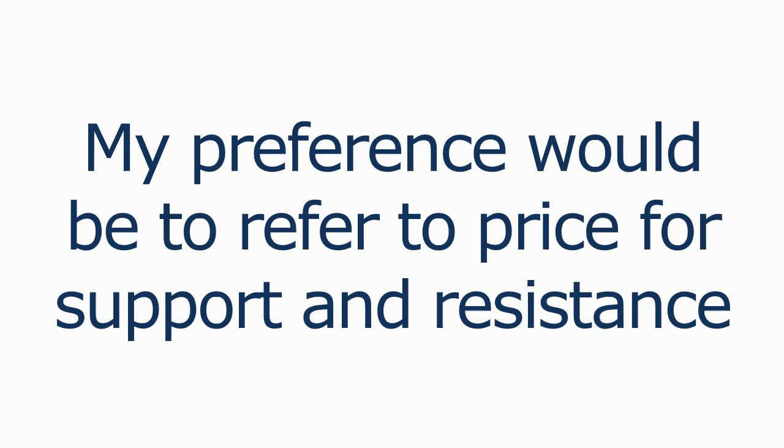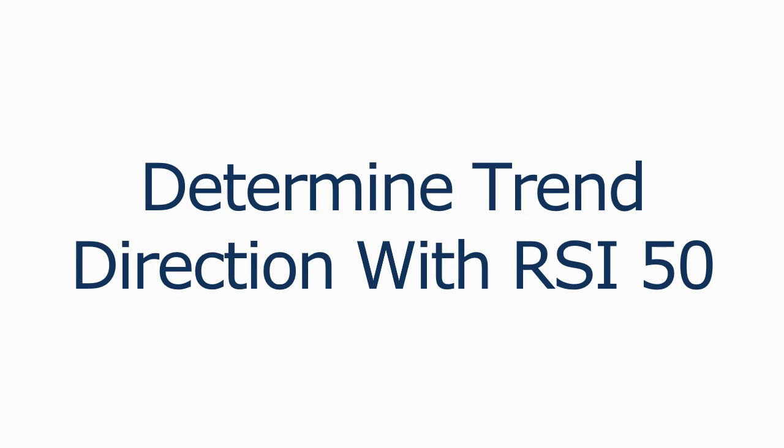And while this technique may have merit, my preference would be to refer to price for support and resistance as opposed to a derivative of price. Now, determine the trend direction with the RSI 50. The period length of the RSI will greatly affect this reading, but if the RSI is above 50, many traders would just consider the market bullish.